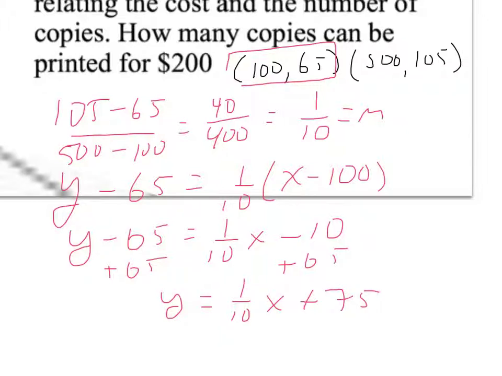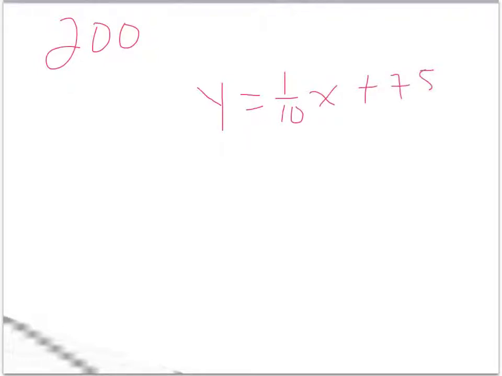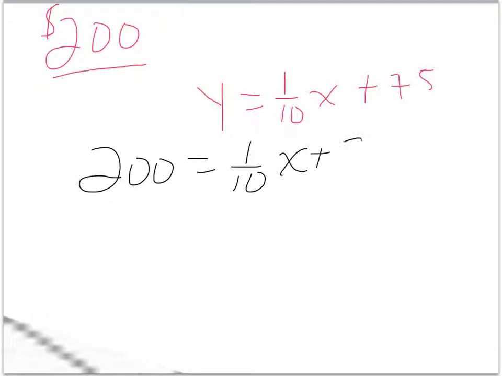That is your equation. Now, for how many for 200? They wanted it for $200. We have the equation y equals 1/10 x plus 75. Now they gave us $200. So the question is, does it go in for the x, or does it go in for the y? Well, x is the number of copies, so we're actually going to be creative here and put this in for y: 200 equals 1/10 x plus 75.